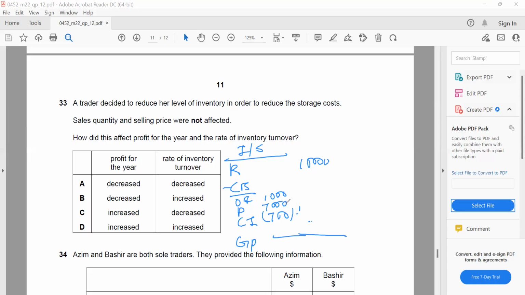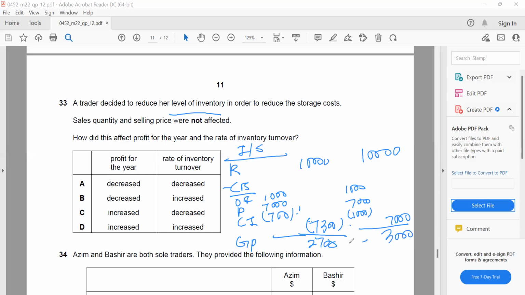Okay, 7,000. So I get 8,000 minus 700, so I get 7,003. Then minus 10,000, so I get 2,007. If this one remains the same, the level of inventory remains the same. So in this case, I will have 1,000, 7,000, 1,000. So the end is 7,000.